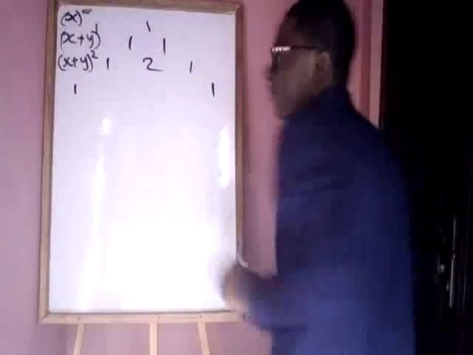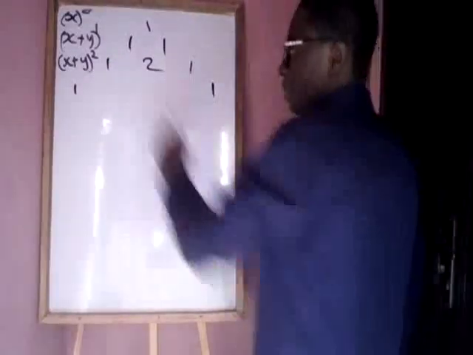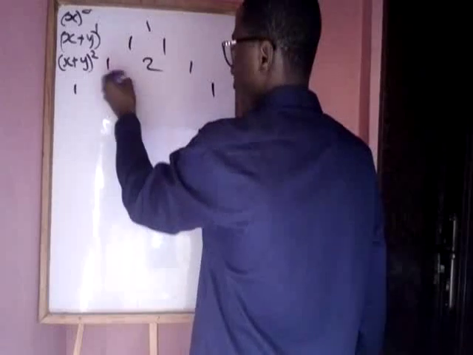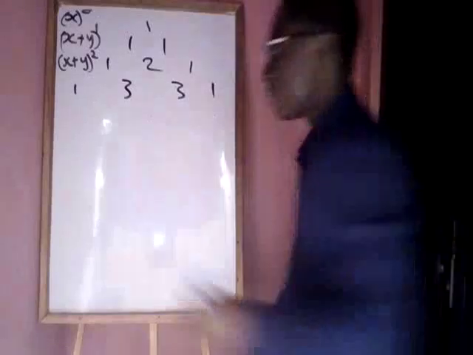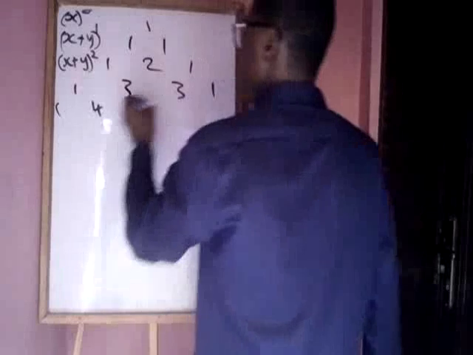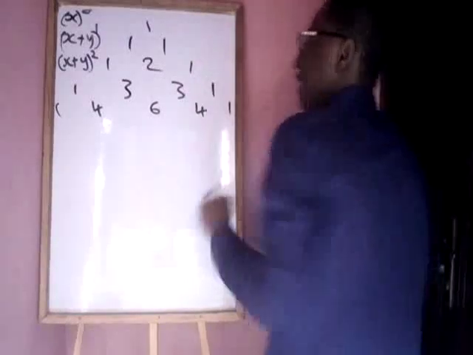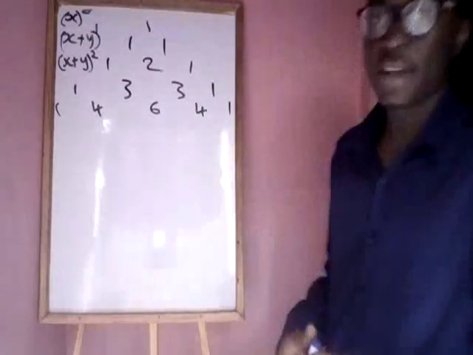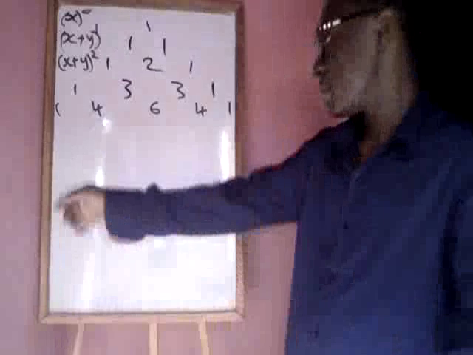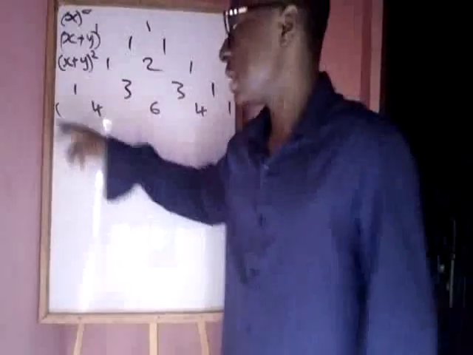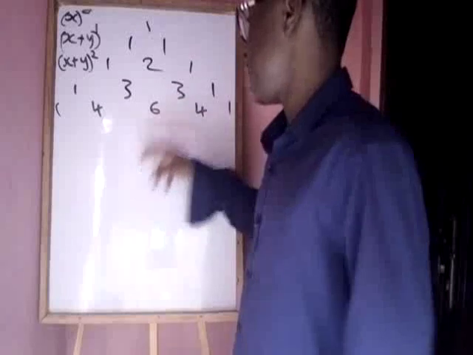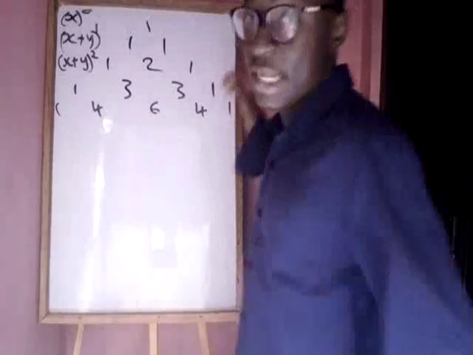Automatically you know that we have 1 on either side, and then we begin to add the internal numbers. So 1 plus 2, that's 3. 2 plus 1, that's 3. So 1 3 3 1, and so on and so forth. In the next one we have 1 4 6 4 1. The next one is 1 5 10 10 5 1. That's gotten by putting 1 at the edges, and then 1 plus 4 is 5, 4 plus 6 is 10, 6 plus 4 is 10, 4 plus 1 is 5, and then on the other edge we have 1.